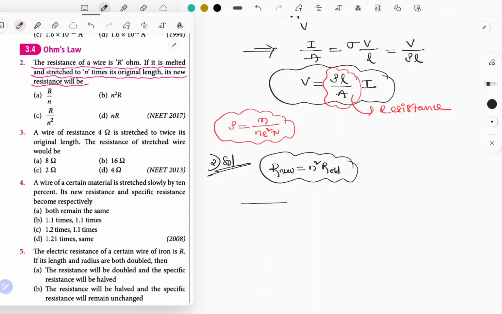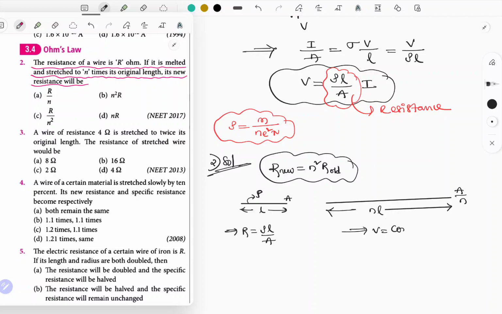Let's imagine a wire of length L and area of cross section A, with the resistivity of the material being rho, and the resistance of this wire is R is equal to rho L by A. Now I am going to stretch it, let's say by n times. Now its length became n times, so the final length is n times L. Then what happens to its area of cross section? Because the wire is the same, if I stretch it, the volume of the wire remains constant, right? Then the area will decrease by n times. How can you say this?